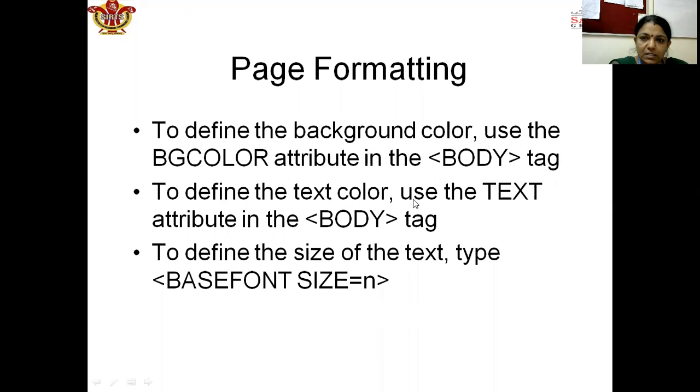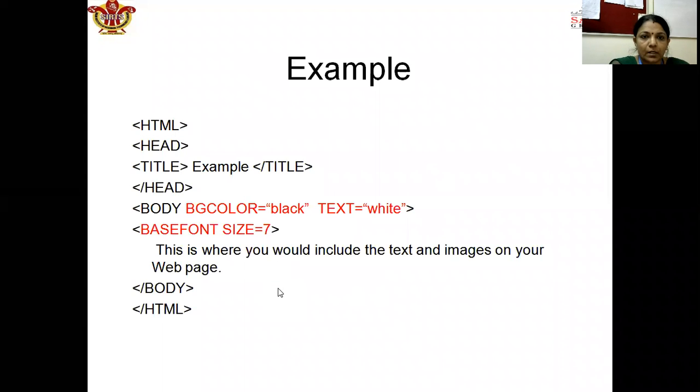To define the text color, use the text attribute in the body tag. To define the size of the text, type basefont size equals n. Whatever size you write for n, the font will be of that particular size. Here we can see all three attributes separately. You can combine these three attributes also. So just see an example HTML.